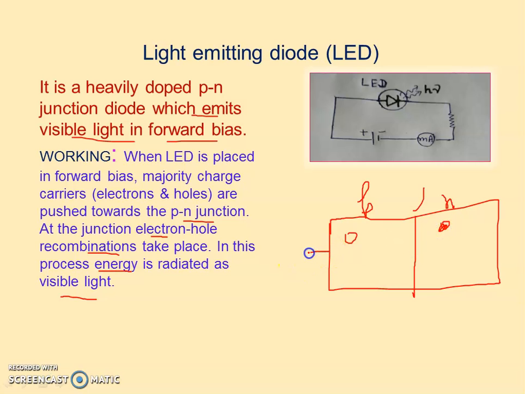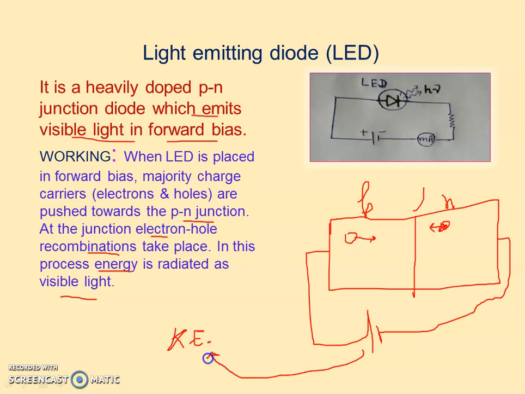when it becomes forward biased, these majority charge carriers are pushed towards the junction, means these majority charge carriers are coming towards the junction. So these charge particles gain some kinetic energy, and this kinetic energy is gained by the charge particle at the cost of work done by the battery, means the work done by the battery is converting into the kinetic energy.